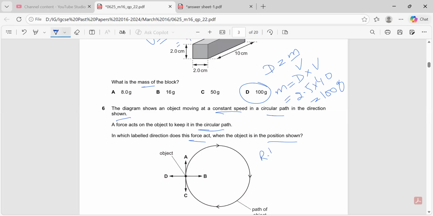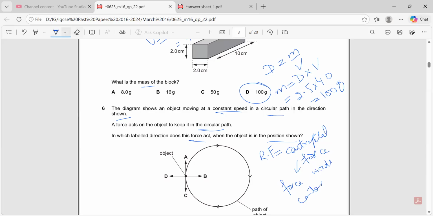Now see, we need a resultant force, or we call it centripetal force. And centripetal means towards the center. Centripetal force is a force towards the center. So, dear friends, centripetal force is towards the center. Okay. So, what is the center? D.